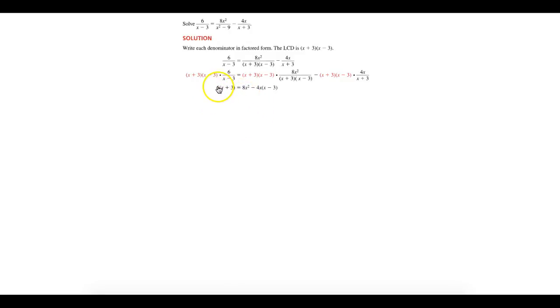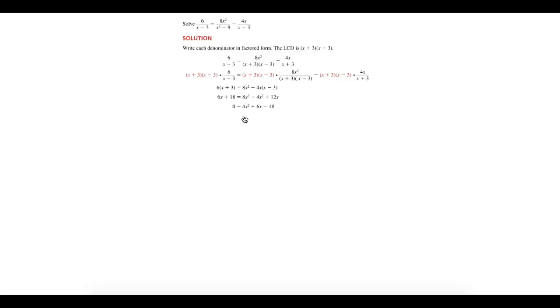You're going to have to distribute each of these terms and then combine like terms, but what you're going to get is a quadratic equation. When you combine like terms and set it to 0, you've got your quadratic here: 4x squared plus 6x minus 18.